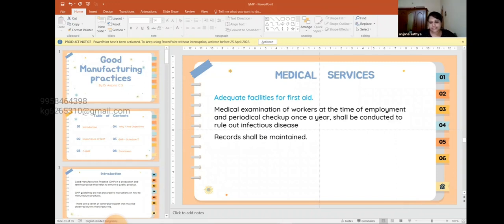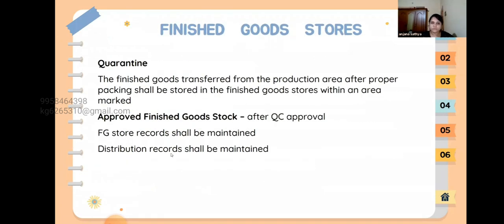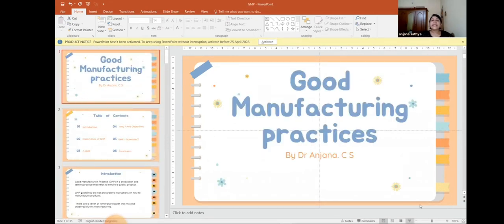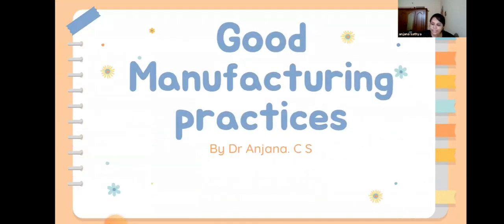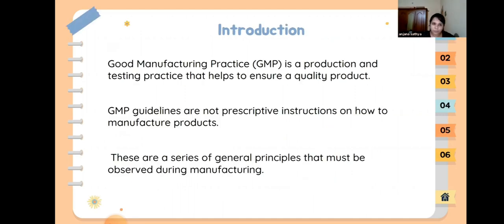So, good manufacturing practices. In this PPT, you can find an introduction to good manufacturing practices, the importance of GMP, what CGMP is and why it is needed, and the objectives of GMP. Schedule T of GMP will be dealt with in detail, and there will be a conclusion also.